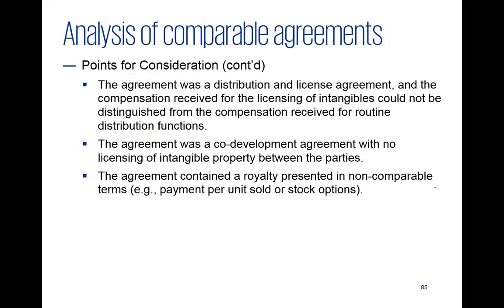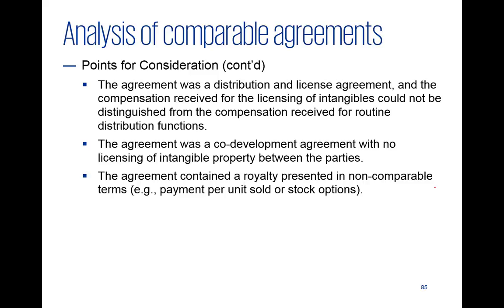Now, other points for consideration, imagine that there was an agreement to be the distributor and a license agreement. And the compensation received for the licensing of the intangibles can't really be distinguished from the compensation received for the routine distribution operation. In that case, there may be some confusion as to how things are being done. If you can't get a good, clean, segmented number and know that it's not tainted by another transaction, you probably have to raise a question mark as to whether that is going to be a good comparable to work with.